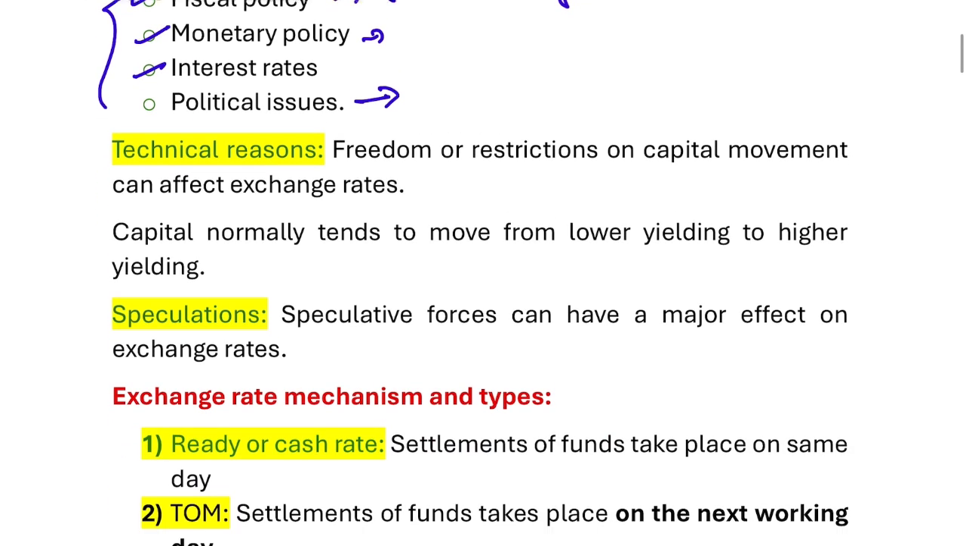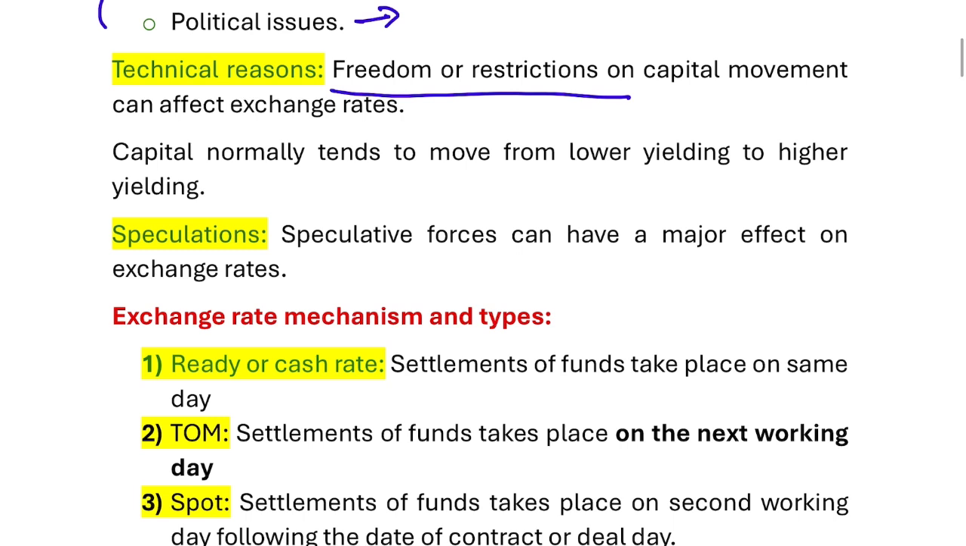Next, there are also technical reasons. What are the technical reasons? Suppose there are high restrictions in foreign exchange or in the capital market, what will happen? It affects the exchange rates. If there are high restrictions and nobody is interested in investing in that country, then automatically the home currency's value diminishes. Got it? If there is high freedom, meaning a lot of foreign exchange will be there in that country, that is also a negative impact. So depending upon the freedom and restriction of capital, there is a high impact on exchange rates.